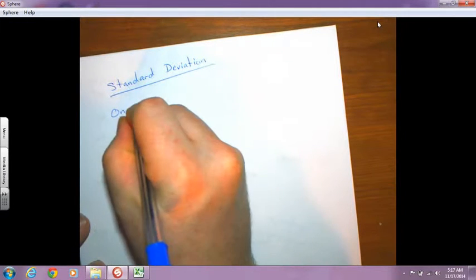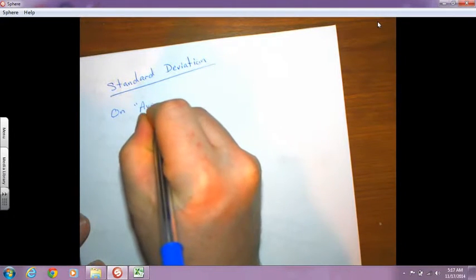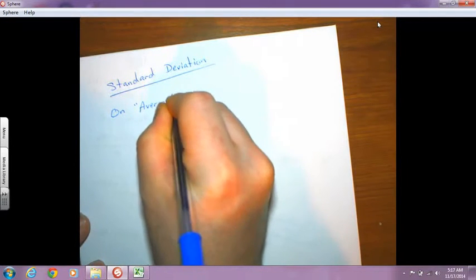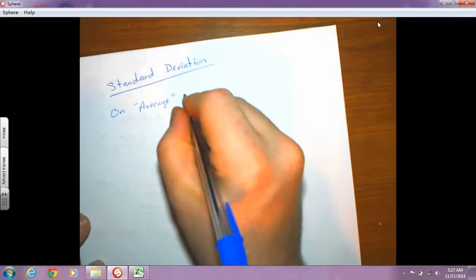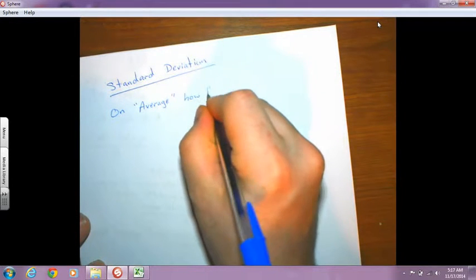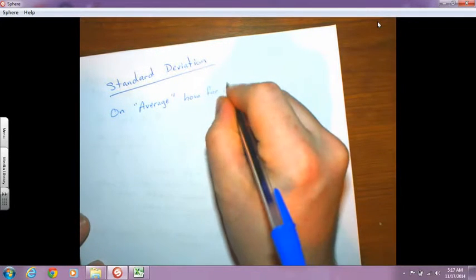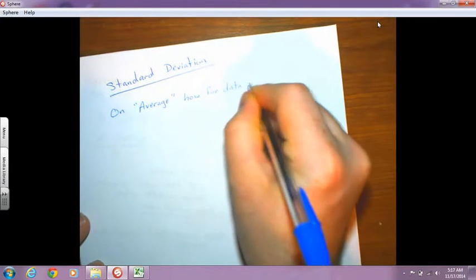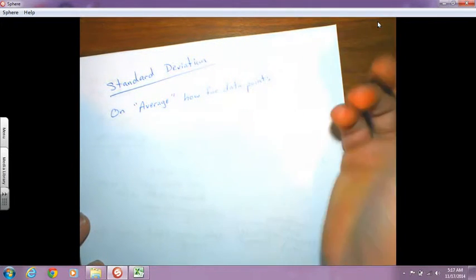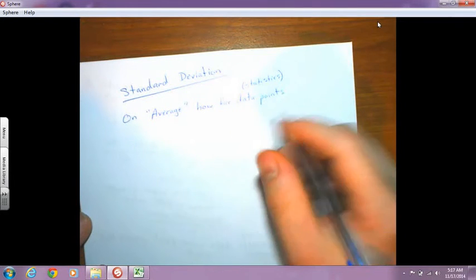And what the standard deviation means is it tells us on average, and I'm going to use the word average like you guys have used it in the past. So on average, it measures how far the data points or statistics, but how far our data values are from the center.